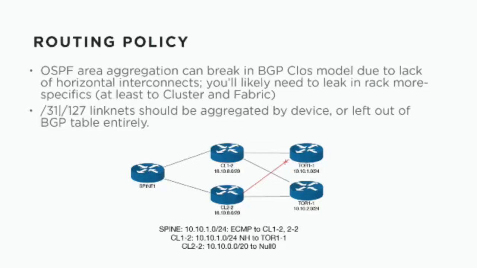This created some black hole potential that we observed if we were aggregating and then suppressing the more specifics. You do want to float your aggregates, but you don't necessarily want to make the aggregate the only route. The rack routes themselves, when possible, should stay in your network.